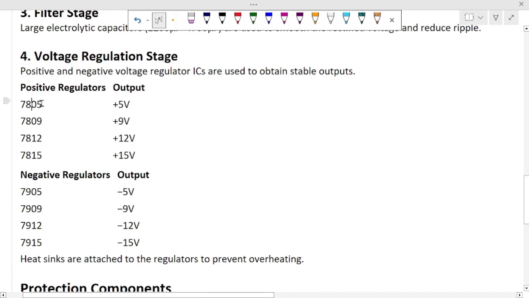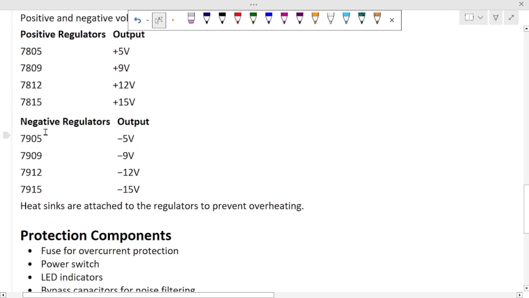Then the last two digits tell you the output of the voltage regulator. 05 is what? Output of 5 volts. So 7805 is positive 5 volts, 7809 positive 9 volts, 7812 positive 12 volts, 7815 positive 15 volts. Are we seeing it? Then for negative voltage regulators, the 9 tells you negative, and then what do you have there? 7905 is negative 5 volts, 7909 negative 9 volts, 7912 negative 12 volts, 7915 negative 15 volts, and so on.